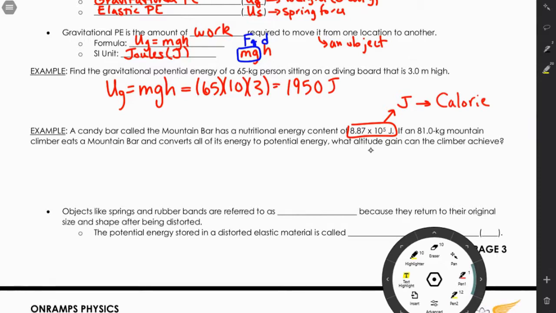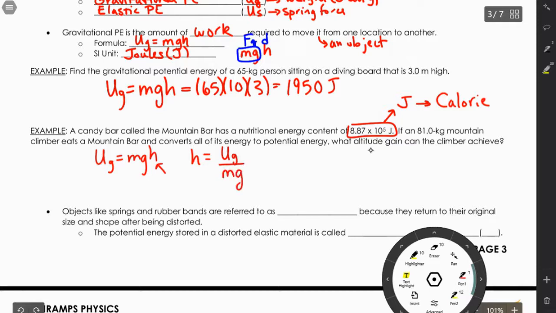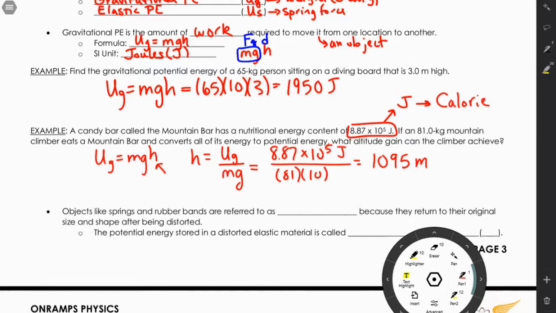We start with our equation, U sub G equals mgh, and we're going to solve this equation for h. All we're going to do is divide by mg. So h equals U sub G over mg. It's going to be 8.87 times 10 to the 5th joules divided by 81 times 10. When you do that, you're going to find that they can climb 1,095 meters, which is short of a mile.